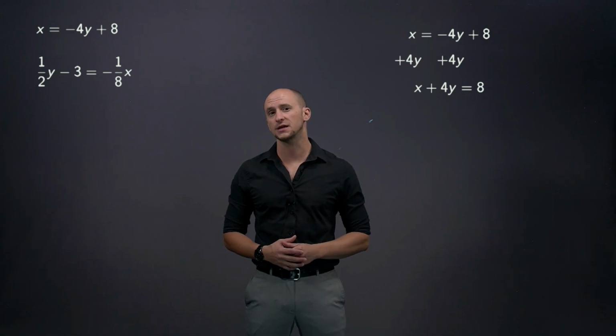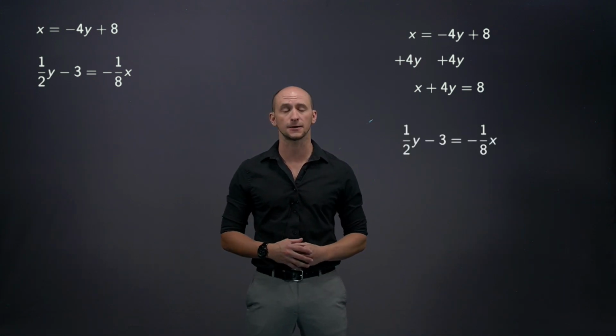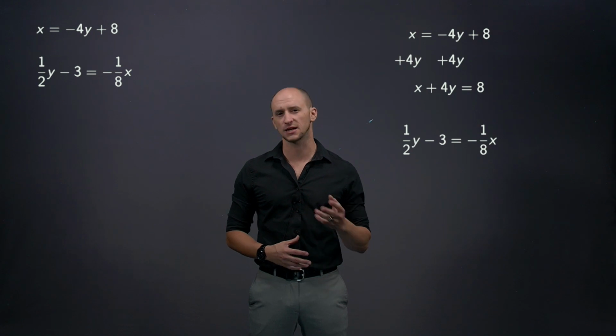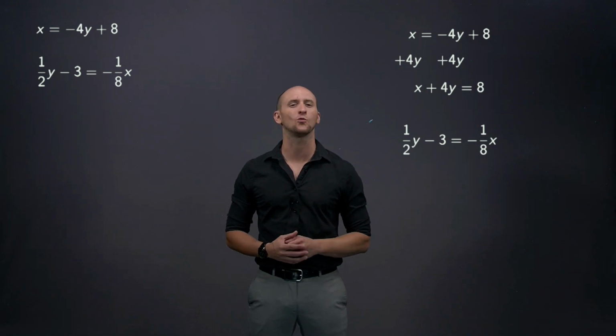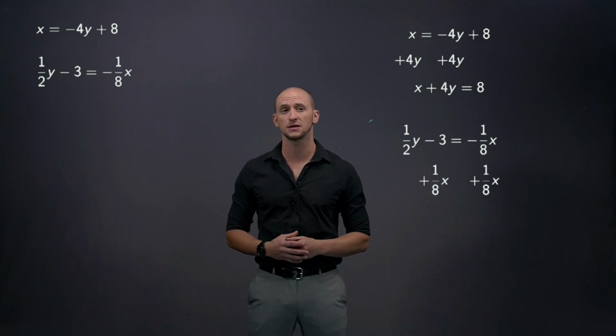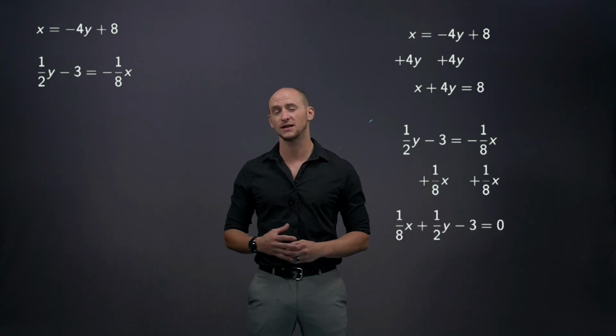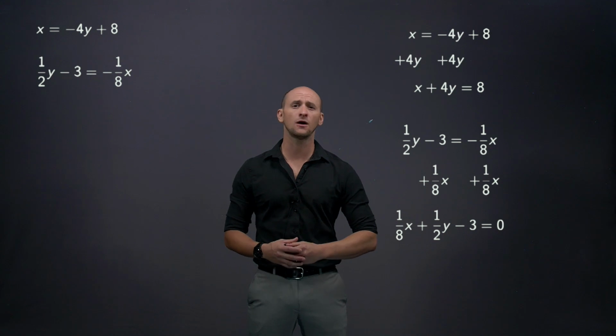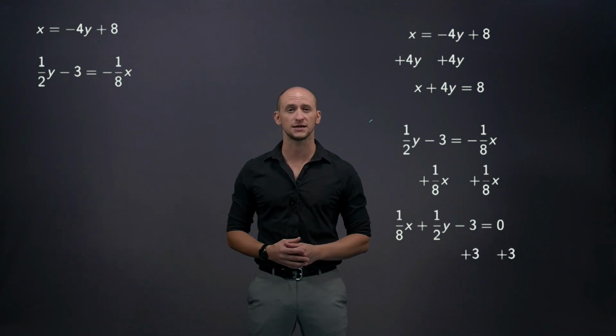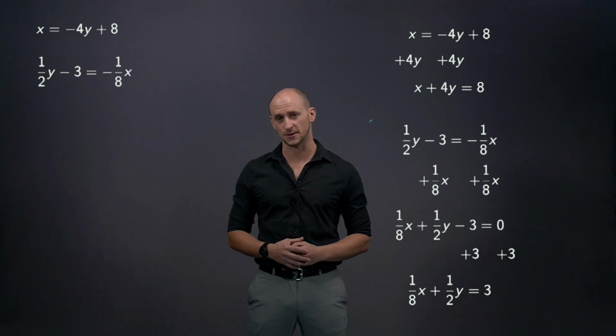So now let's pull the second equation over and start moving things there. Let's start with the variables, getting all those to the left. So let's add 1/8 x to both sides so that we would have 1/8 x plus 1/2 y minus 3 equals 0. And then all we have to do is add 3 to both sides, and we have 1/8 x plus 1/2 y equals 3.